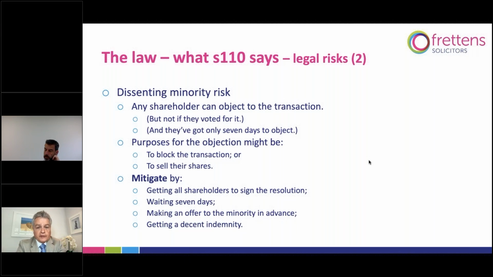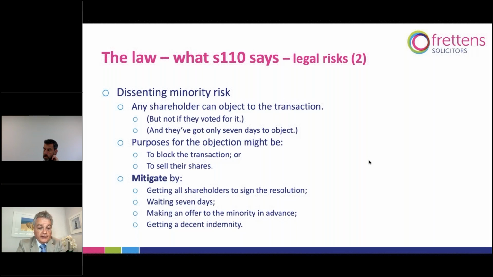So they've got only a very short window of opportunity to object, and absolutely no opportunity to object if they did actually vote for the special resolution. The reasons why they might object could be either because they want to block the transaction completely, or because they want to sell their shares, and either purpose is legitimate. Now, there are ways of covering this risk off as well.